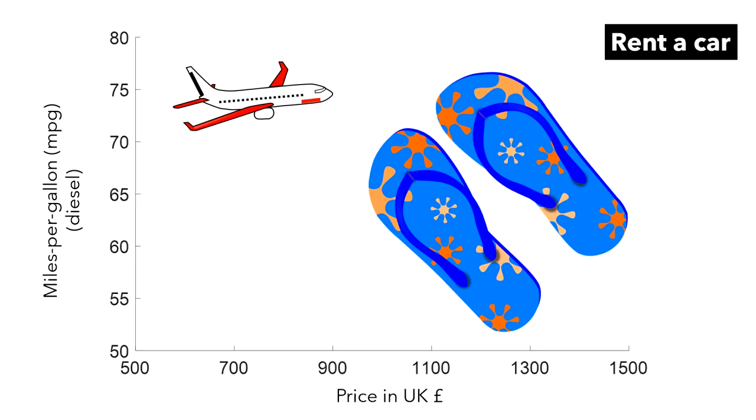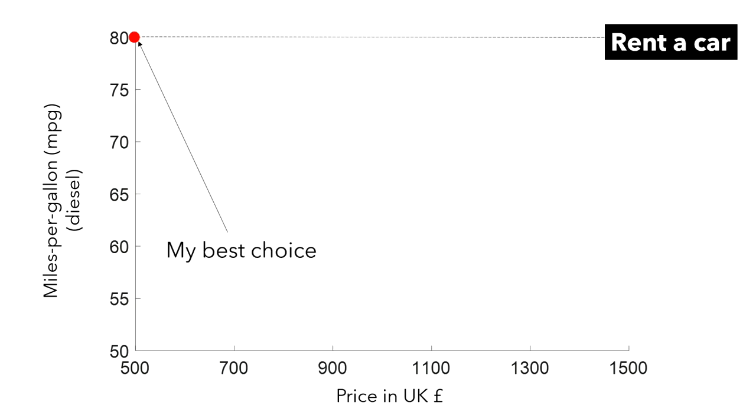I'm going to Sofia on a holiday for 2.5 weeks and I want to rent a car. I'm looking at price and I'm looking at miles per gallon. Obviously, I want the cheapest car with the largest miles per gallon so that I don't pay that much. My best choice would be in the top left corner of this graph. The cheaper the better, the larger the miles per gallon, the better.